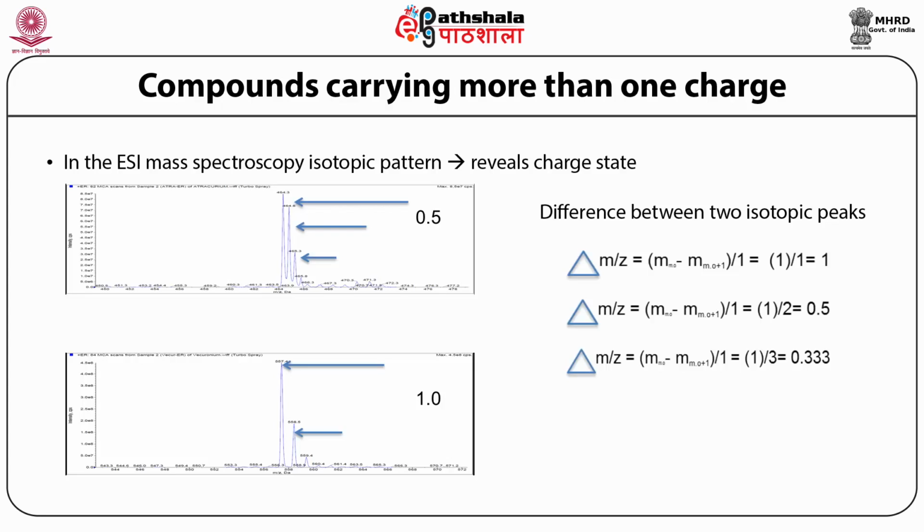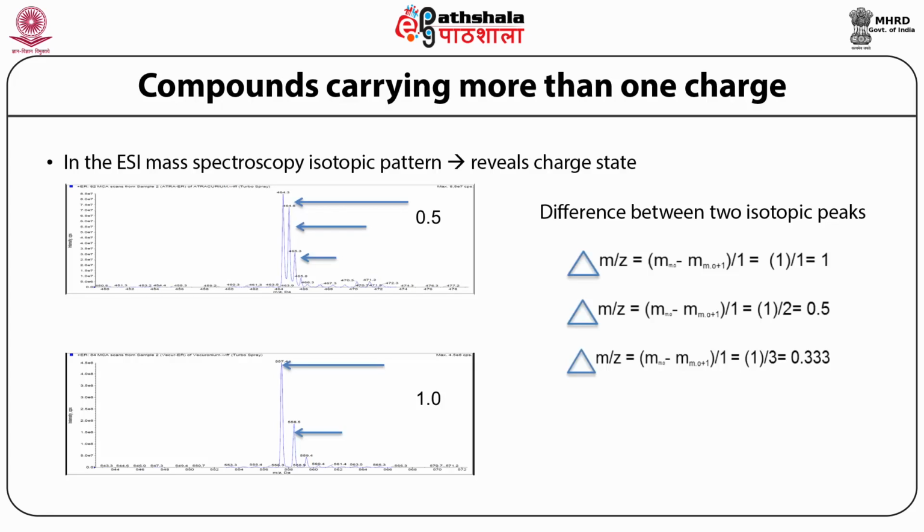Here, the difference between two successive isotopic peaks would be 0.5. This is the simplest example you would be able to understand. In the first picture, the difference you are seeing is 0.5, whereas the second mass spectrogram shows that the difference is 1. That shows the first one is doubly protonated, the second one is singly protonated.